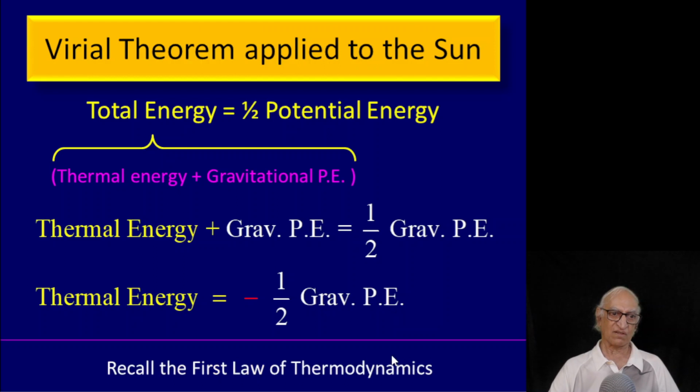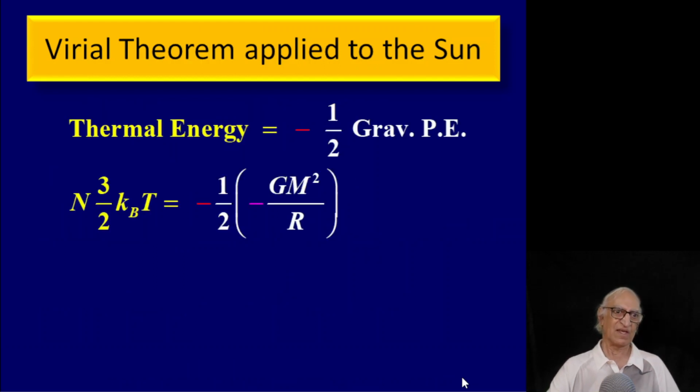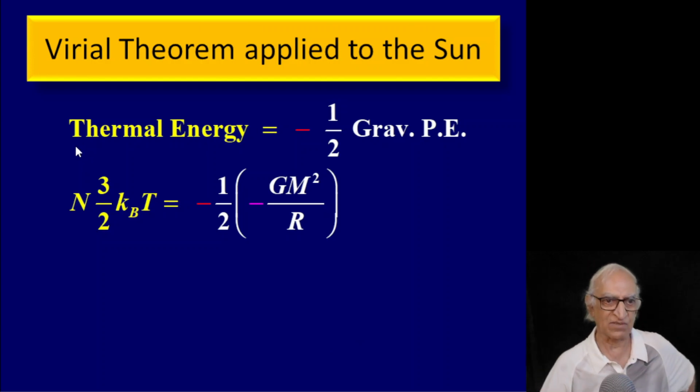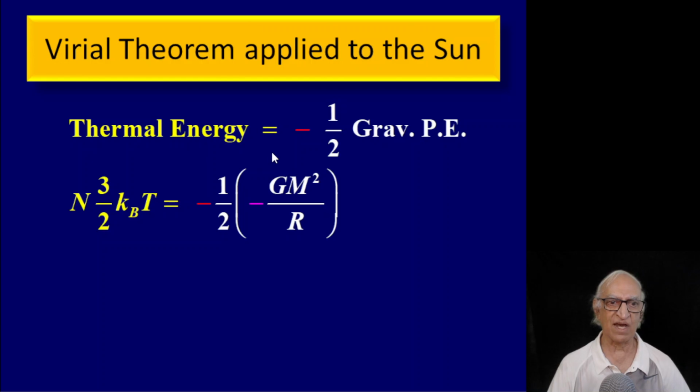Now, recall that this statement really follows from the first law of thermodynamics. If you are interested, convince yourself of that. Now let us apply this to the sun. Therefore, the Virial theorem says that the thermal energy of the sun is equal to 1/2 the gravitational potential energy, which is 1/2 Gm squared divided by R.